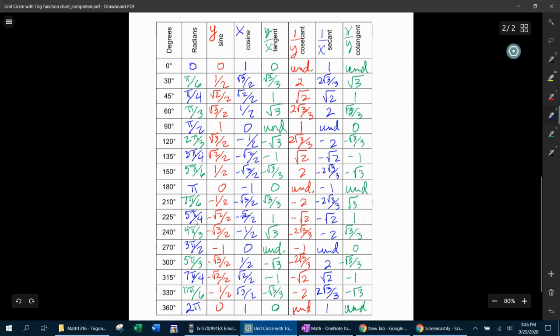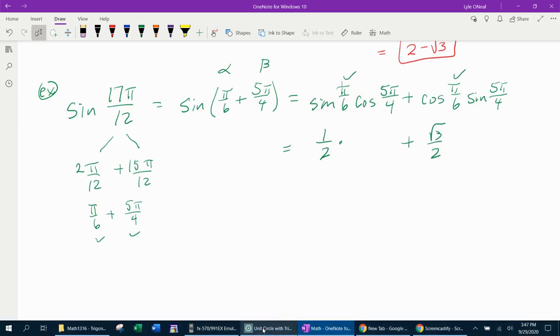5 pi over 4 right here is 225. The sine is negative square root of 2 over 2, cosine negative square root of 2 over 2. Okay, so those are identical. So those are both negative square root of 2 over 2 for sine and cosine. And then we're going to just do the math, okay?